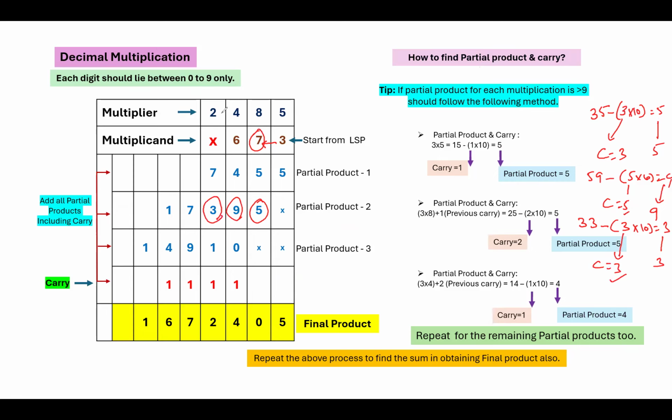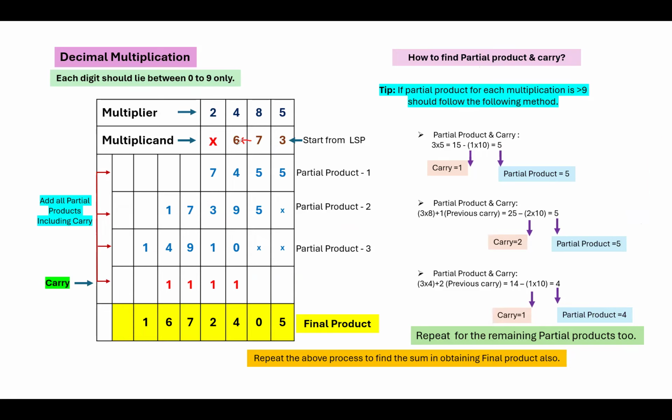Now 7 into 2, 14 plus previous carry 3. So totally 17. 17 minus 1 into 10 is equal to 7. So the carry is equal to 1 and the partial product digit is 7. So write 7 at this place, and the carry in the leftmost position. Okay, this is the partial product 2.